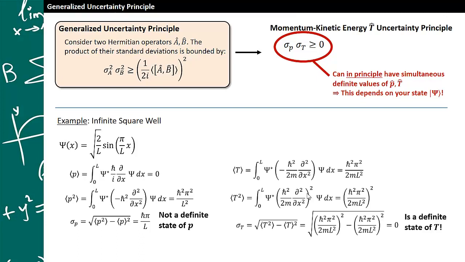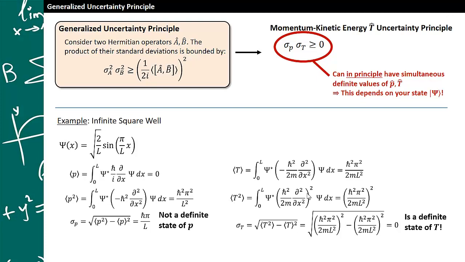What about the kinetic energy? Well, let's calculate the expectation value of the kinetic energy and the kinetic energy squared so we can calculate the uncertainty in the kinetic energy. The expectation value of the kinetic energy is, it turns out, non-zero. Actually, it looks a lot like the expectation value for p squared, and that's not a coincidence. The two are just related by a factor of 2m.